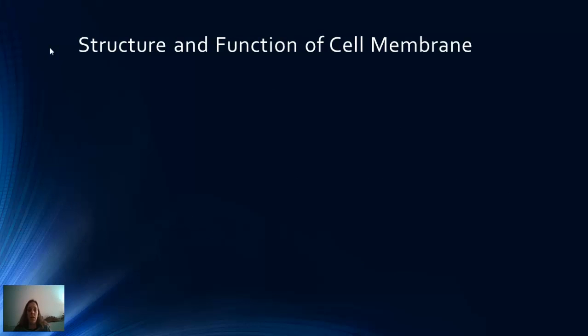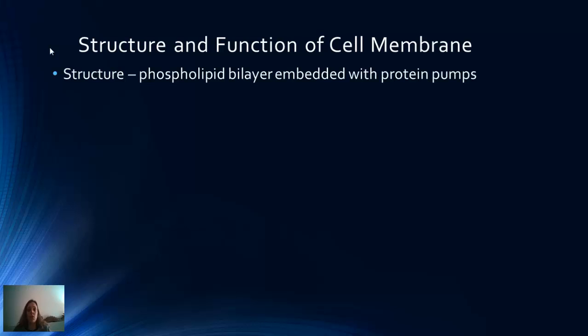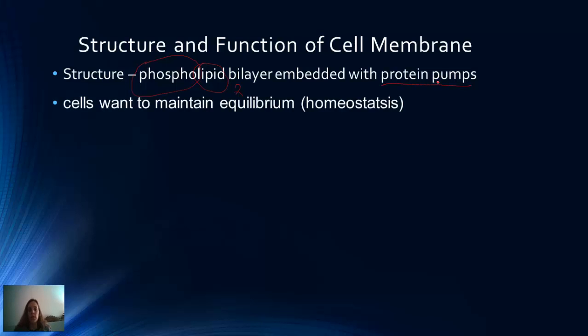All right, let's talk about that. Structure and function of the cell membrane. So we know the structure of the cell membrane already. We've talked about it. It's a phospholipid bilayer embedded with protein pumps. So we talked about phospho, meaning phosphorus that you get from your dark green leafy vegetables, and lipids are fats, which you can get from healthy fats such as olive oil, avocados, peanut butter. So we have our phospholipid bilayer membrane, two layers, bi of course means two, embedded with these protein pumps.